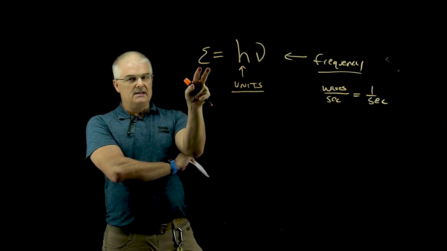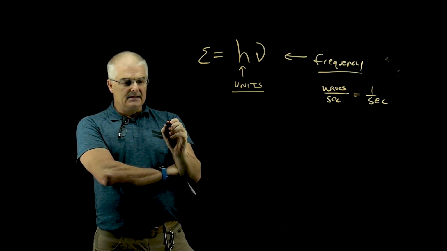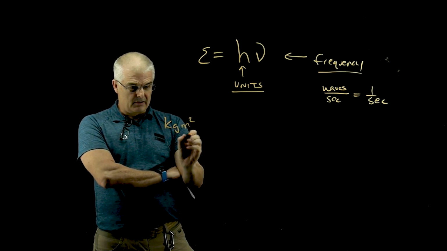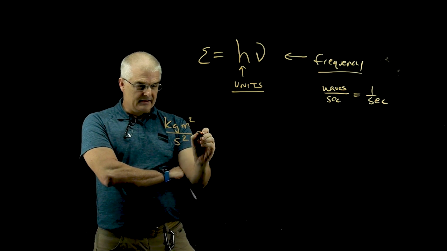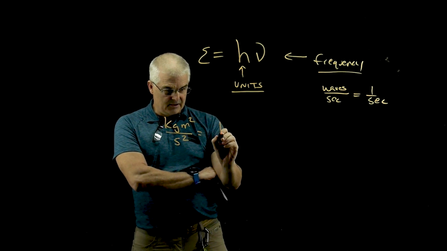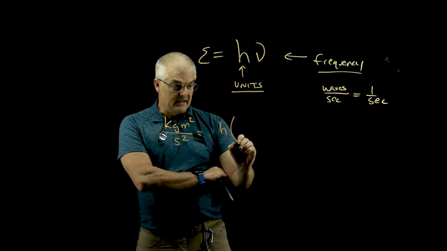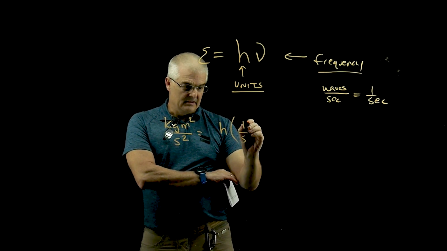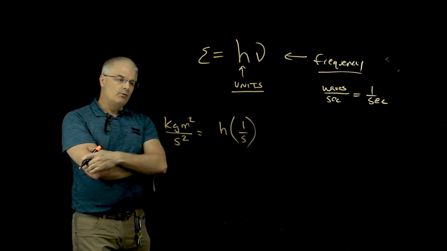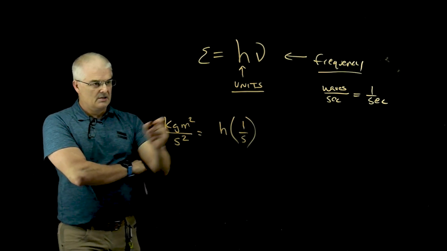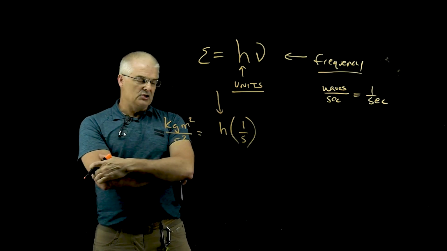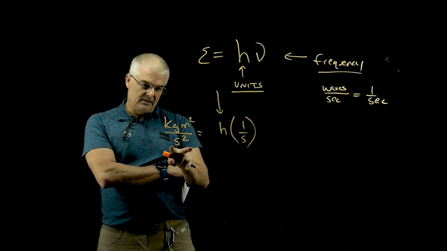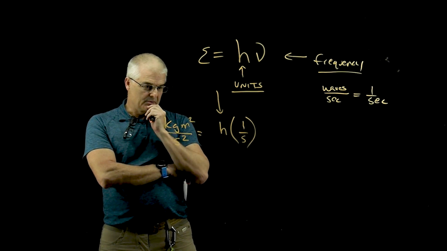Now, we did E just a minute ago, right? The E, or energy, is always kilogram meters squared per second squared. And that's equal to this funny thing called h, which we're going to solve for in a minute, times the frequency, which is 1 over seconds. S is just seconds. So the question is, what units would h have to have? So basically, 1 over seconds times what equals kilogram meters squared per second squared? That's what we're trying to find.